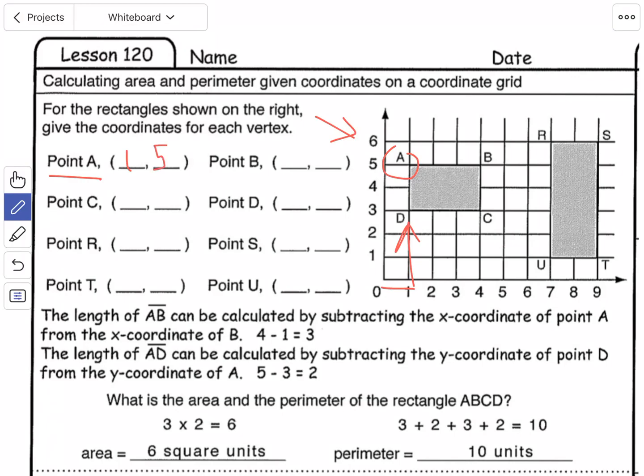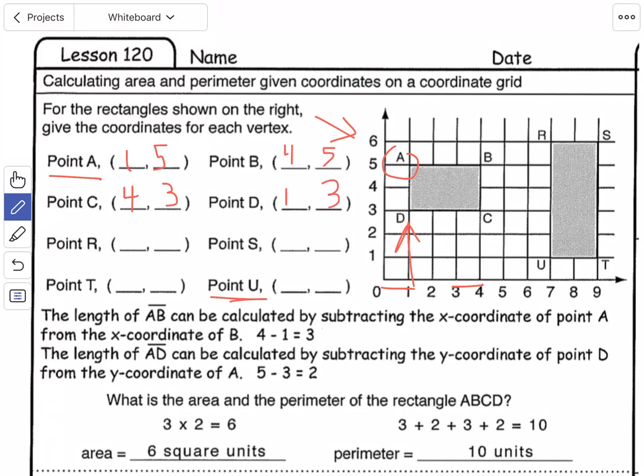Okay, I want you to pause the video and then finish out all the rest of these coordinates down to point U down here, and then turn the video back on to see if you got them right. So point B is over 4 up to 5. We got 4, 5 for point B. Point C is 4, 3. Point D is 1, 3.